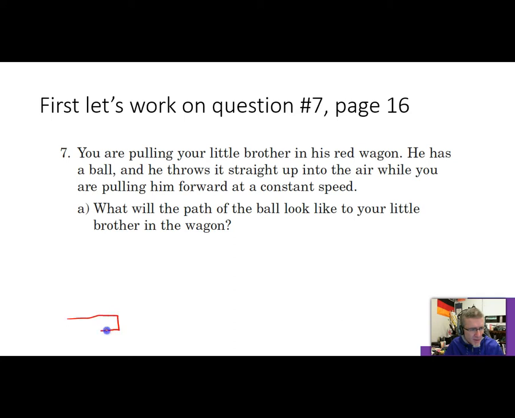So here's my little brother pulling him along. He has a ball. He throws it up in the air. It comes down and he catches it. What does it look like to him? Well, to him, if we're moving at a constant velocity, it looks like the ball goes up and the ball comes right back down. So it goes up, comes right back down.